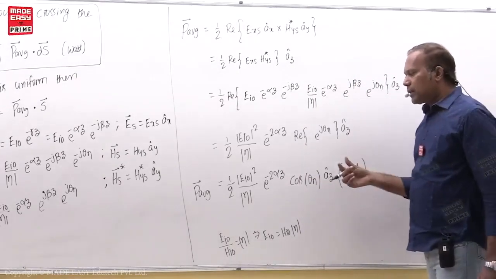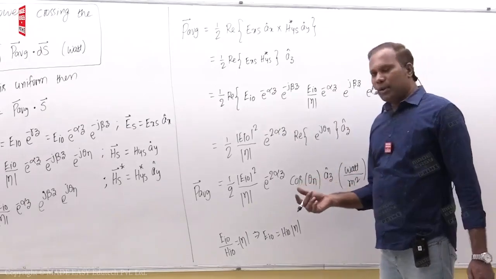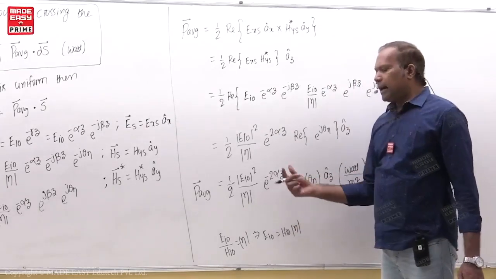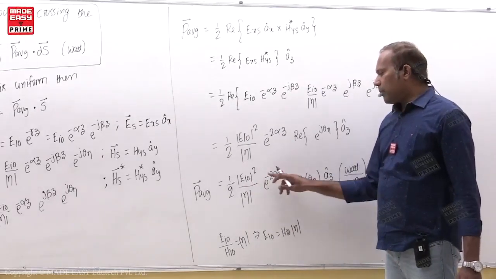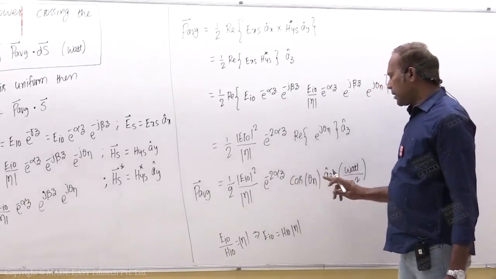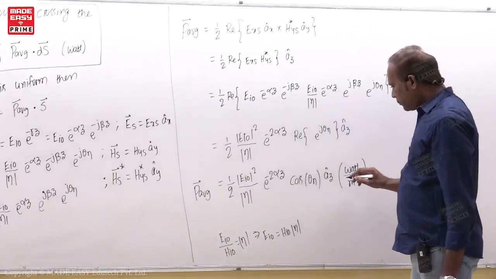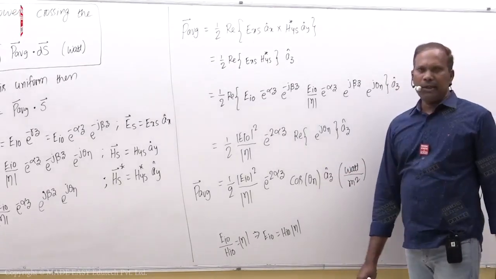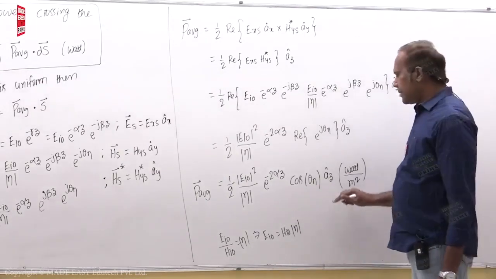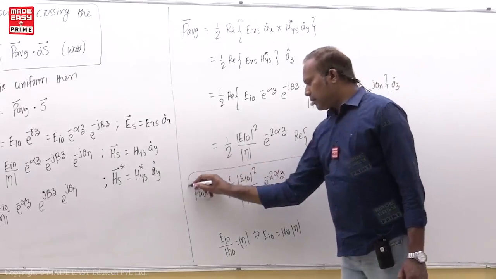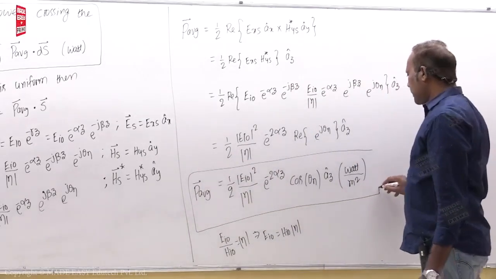Why use that equation? In some exam questions, H_i0 is given and they ask you to find the power, then the equation is half into H_i0 square mod eta e^(-2 alpha z) cos theta_eta. Here theta_eta is the phase difference between E and H, or otherwise the angle of intrinsic impedance. So this is a very important formula. You have to remember this one.